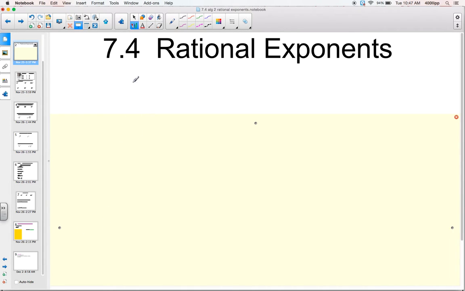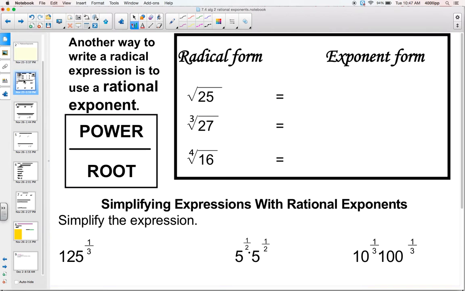All right, today we are going over 7.4 rational exponents. So let's take a look at some rules here. We're going to have two different forms. We're going to have radical form, which will look like something where we have the square root of 25, the cube root of 27, the fourth root of 16. These are all in radical form. It has a radical with it, hence the radical form.